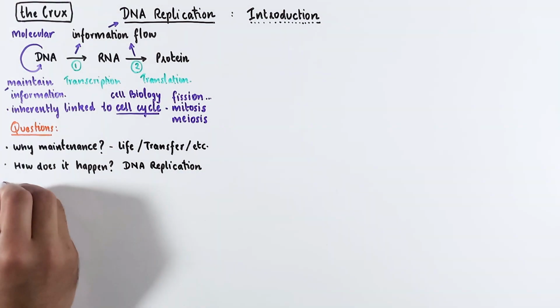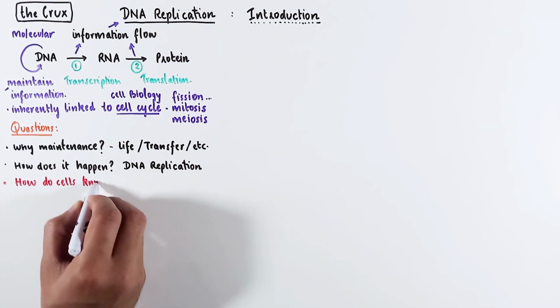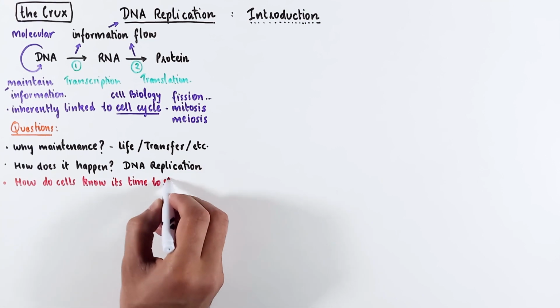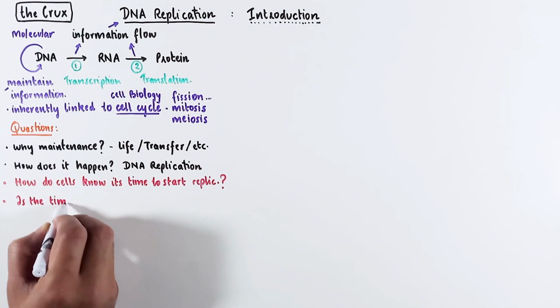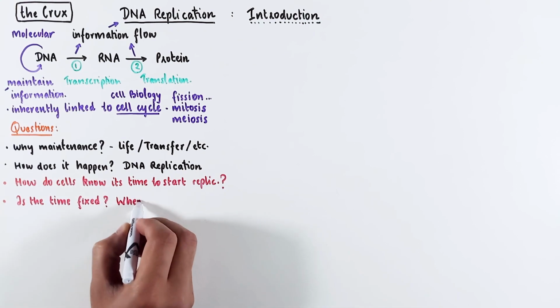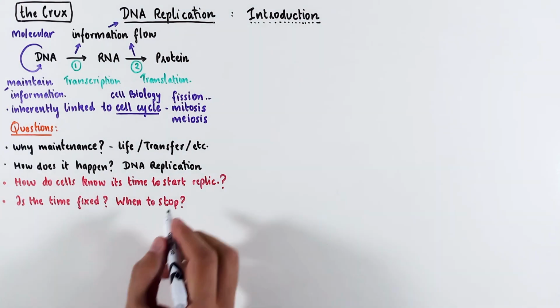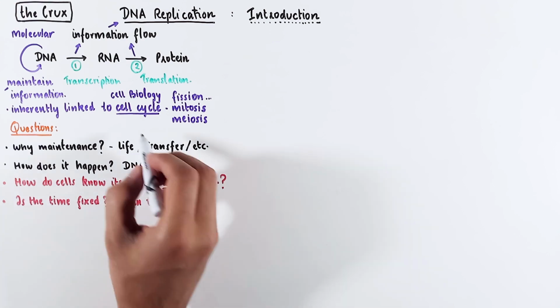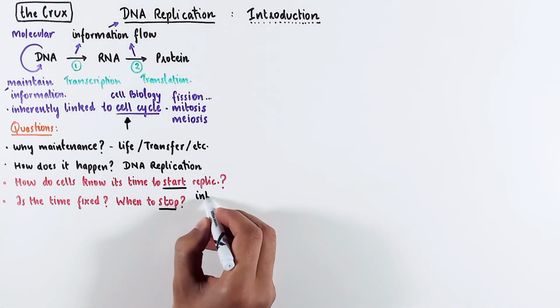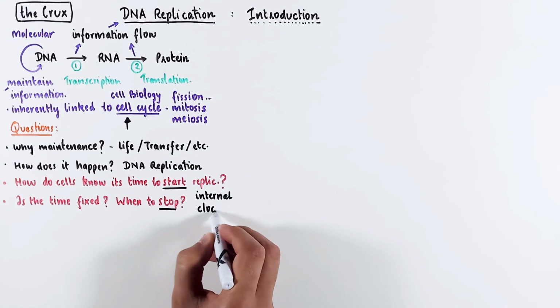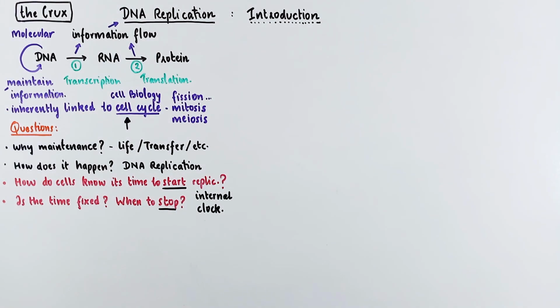But let's get conceptual here. How does a cell know that it's time to start DNA replication? And is that time fixed? And if so, how does the cell know when to stop replication? The fact that there is a start and a stop suggests that there is something to do with the timing of the cell cycle. And this means that there must be an internal molecular clock in the cell to regulate this timing mechanism.